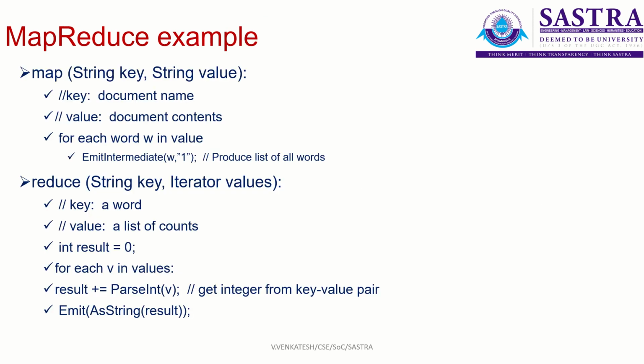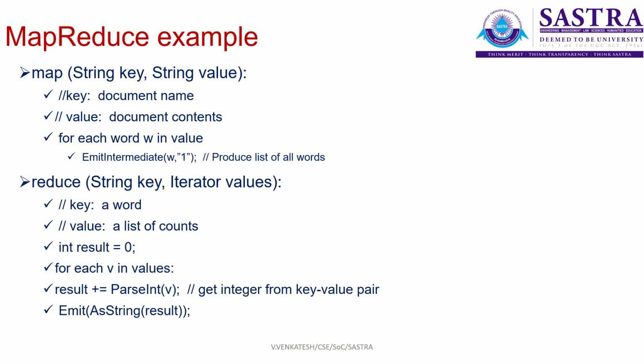Take one simple example. In this example, we take a particular document and identify the number of English words in it. So how many English words are available, that is the final result we are going to get. For that, we use the MapReduce function. In that, map is one part and reduce is another part. For that, these keywords are going to be there.